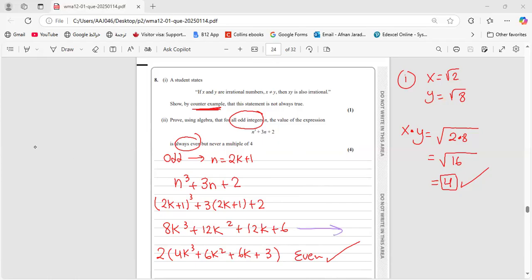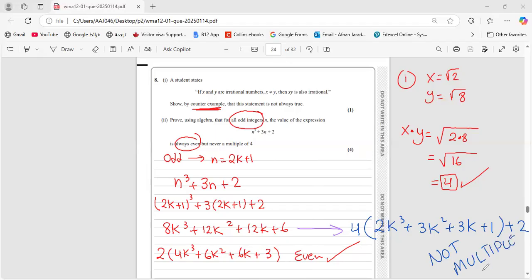Okay, the other one, which is blue. Take 4 outside. It will be 2k cube plus 3k square plus 3k plus 1 to make it 4. Then add 2 outside to make it 6. So this one is not a multiple of 4.